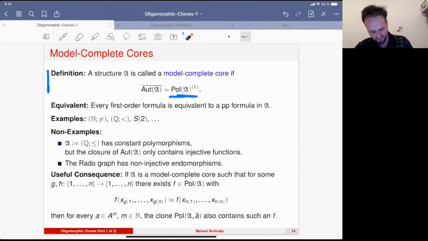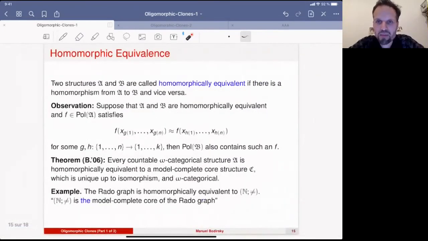Oh no, this we haven't seen. Sorry. We have seen that height 1 identities in model complete cores are stable under adding constants. That's what we have seen. What we have not seen is what happens if a structure is not a model complete core.